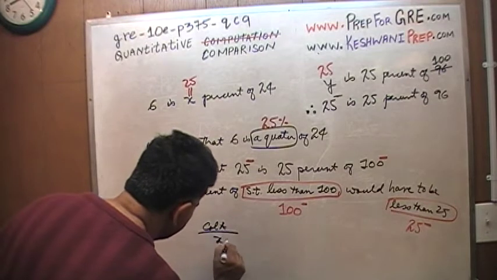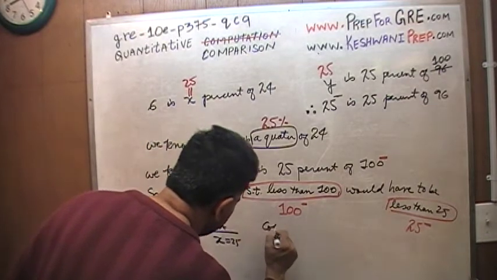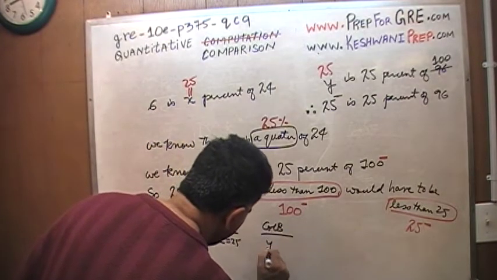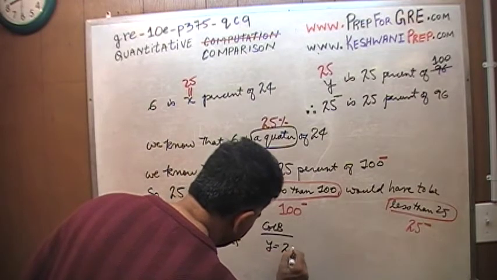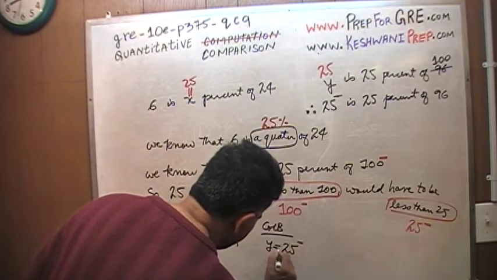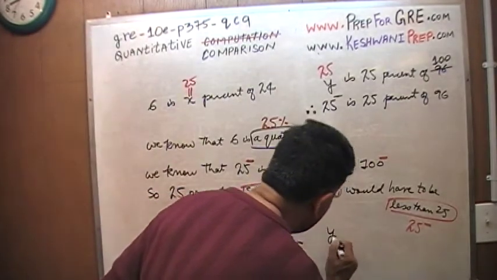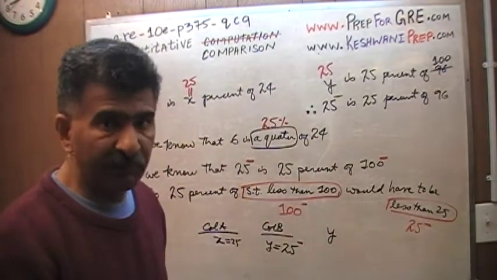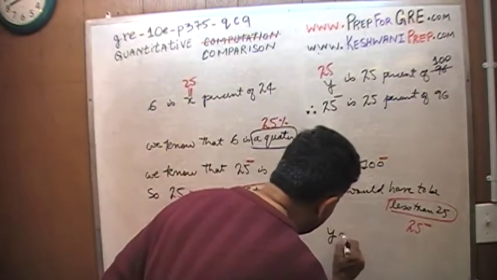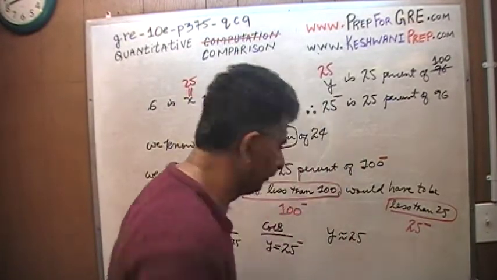So in column A, we have X, which we know is 25, and in column B, we have Y, which we just found out is something less than 25. Is it okay to put an equal sign here? The answer is yes. If you were to write Y is approximately equal to 25, then of course you will have to write it like this.